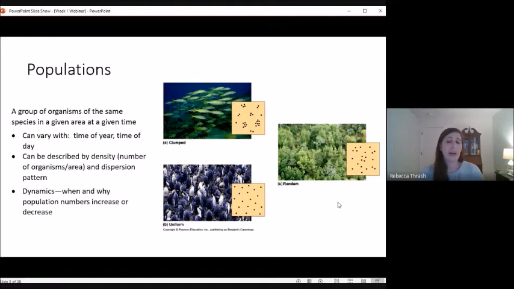So when we talk about what is causing population growth or population decline, so when and why, that's what we're talking about within population dynamics. And later on in the course, you are going to have a whole bunch of information about how that happens for species in their environment as well as the human population. So that's a very important concept to keep in mind.